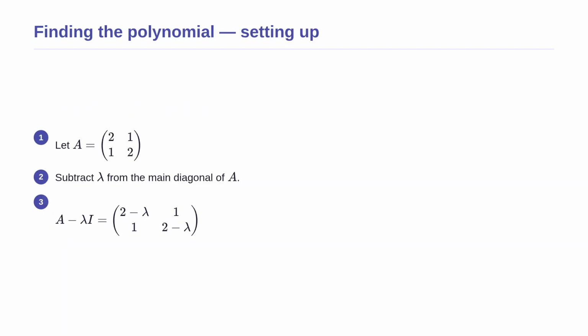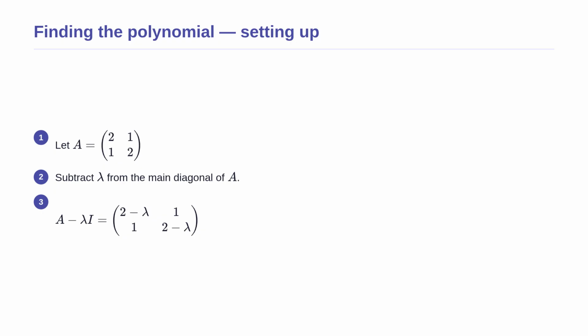Now that we have our formula, let us see this with a concrete example. We want to find the characteristic polynomial and the eigenvalues for a simple 2 by 2 matrix. We are given the matrix A with top row 2, 1 and bottom row 1, 2. Our goal is to construct the polynomial and find its roots.